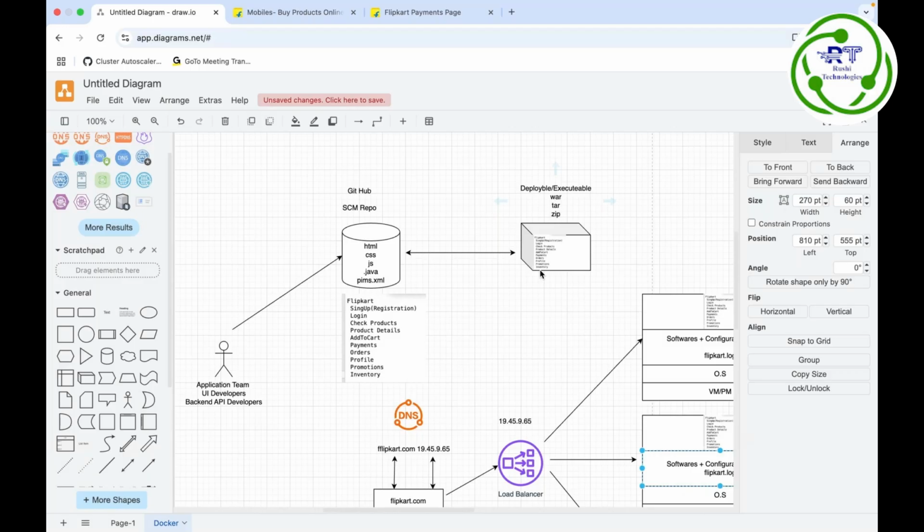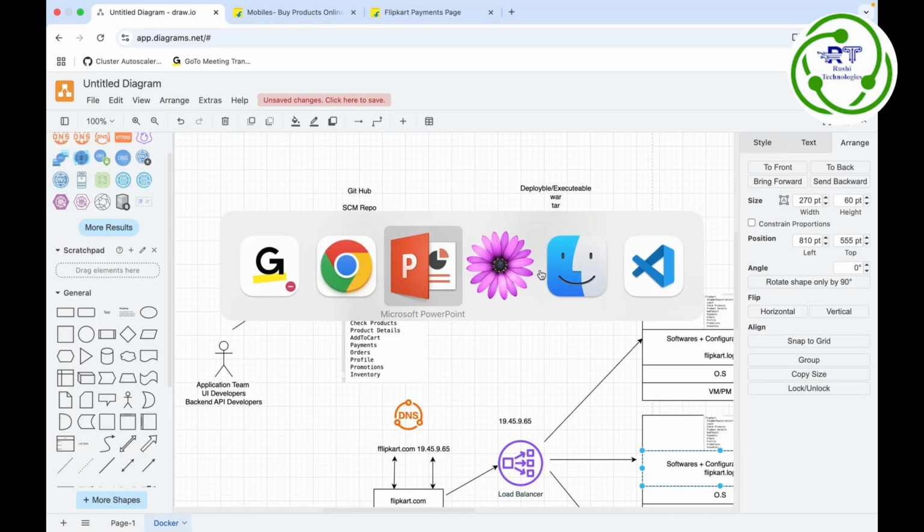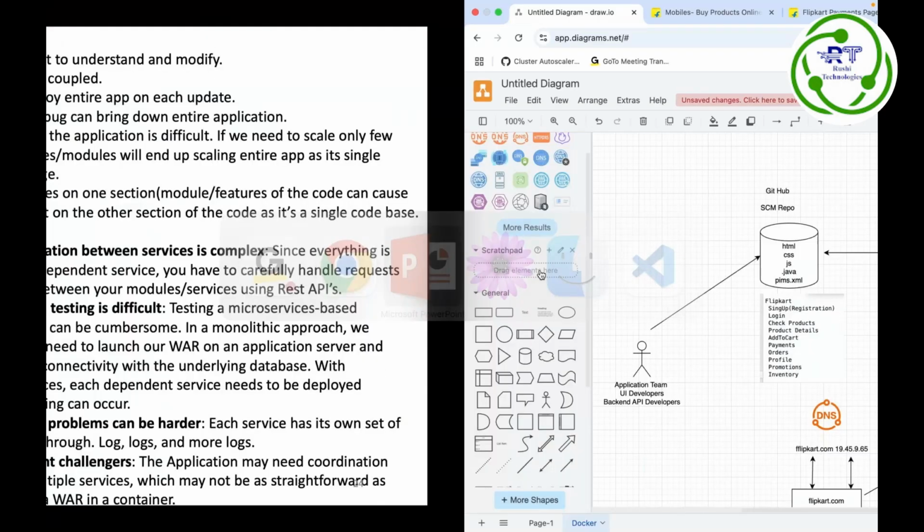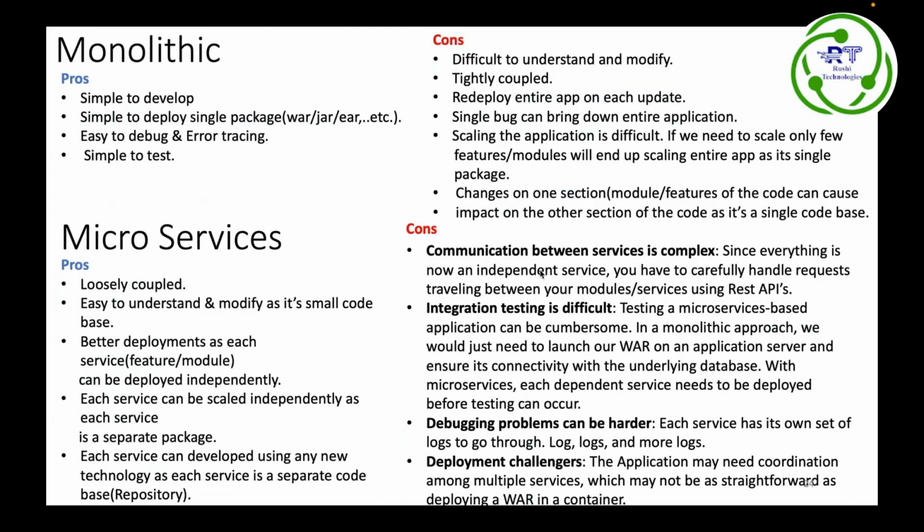But since it's the same code base, if you are modifying some common code, it may indirectly impact other modules. So you may need to rebuild, redeploy, and retest the entire application again. Even if you are making changes to one module or one feature for enhancements or bug fixes, you need to rebuild and redeploy the entire application on each update.